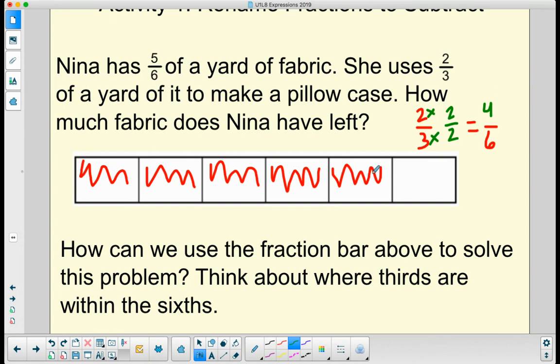So to subtract 2/3, I need to subtract 1/6, 2/6, 3/6, 4/6. And how much fabric does Nina have left? 1/6 of a yard.